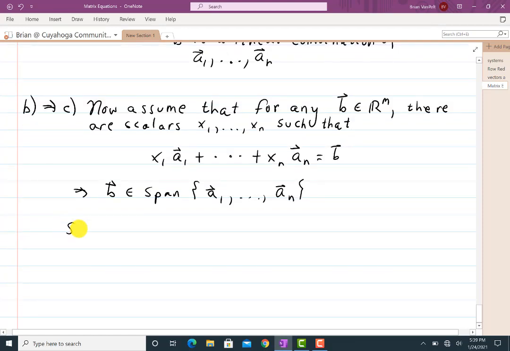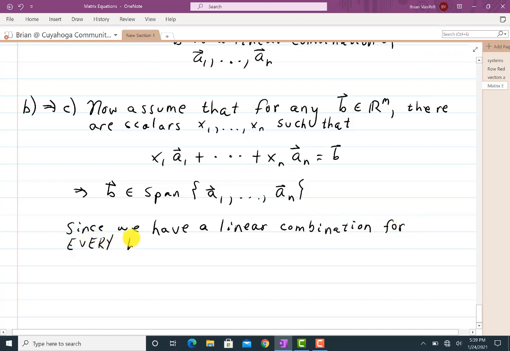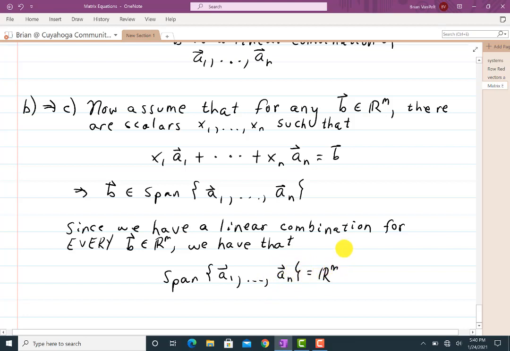Now, since we have a linear combination for every b in Rm, I wanted to emphasize that we have that the span of a1 up to an does in fact equal Rm.